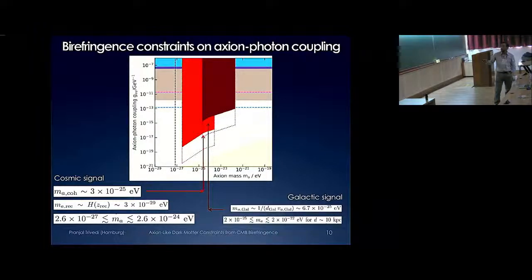Constraints are many orders of magnitude more strong than the existing constraints. You can see that for the cosmic case, the range of ALPs that we can constrain is 10 to the minus 27 to 10 to the minus 24, whereas for the galactic case, if we could see just the galactic part of the signal, or isolate it using the anisotropy that it will induce, that range is 10 to the minus 25 to 10 to the minus 22.